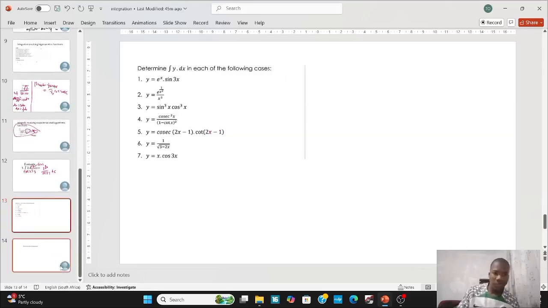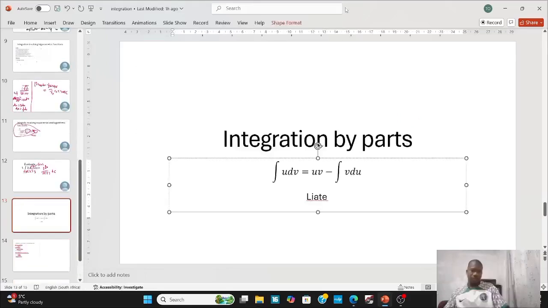Now we proceed to the questions that we have gathered for us to solve. You have to understand integration by parts, right? Integration by parts says that the integral of u dv is equal to uv minus the integral of v du, right?